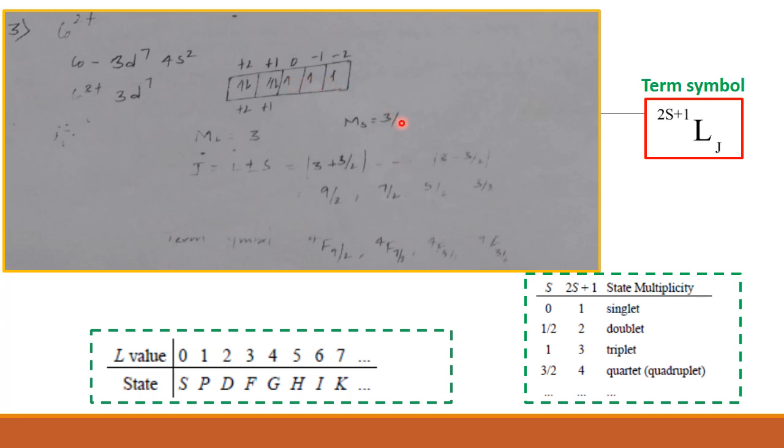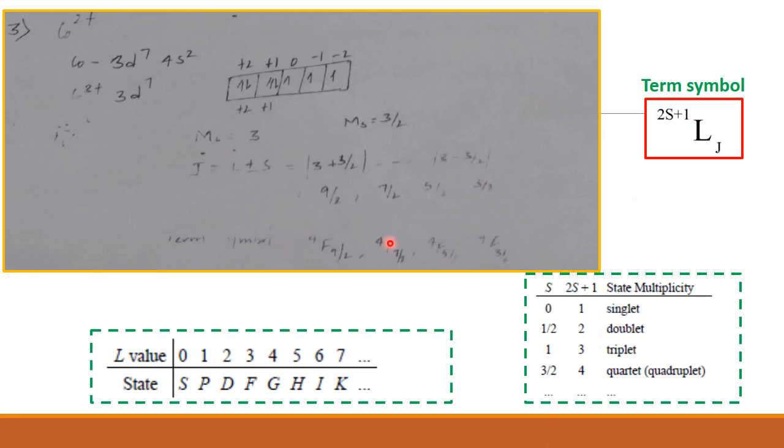So the total resultant spin is equal to 3/2, and if S is 3/2, the spin multiplicity becomes 4, that is a quartet; I have not calculated it here. And the J value is L plus or minus S. So L is 3, so 3 plus 3/2 is 9/2, and 3 minus 3/2 is 3/2. So the values lying between 9/2 and 3/2 are 7/2 and 5/2, and J will have 4 values, from 9/2 to 3/2, and the spin multiplicity is 4.